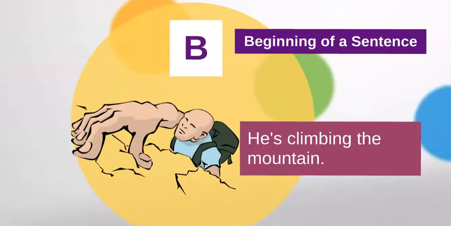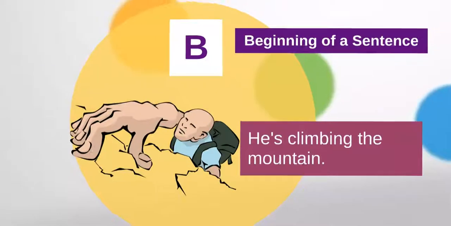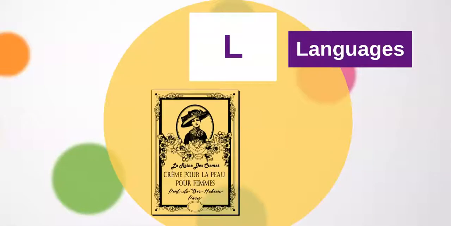B is for the beginning of a sentence. For example, he's climbing the mountain. L is for languages. This is written in French.